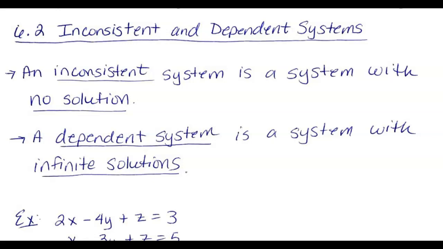In this video, we will cover section 6.2 on inconsistent and dependent systems. When we were solving systems of equations earlier, we ended up every single time getting an ordered pair or an ordered triple. In this section, we're going to look at what happens when there is either no solution or infinite solutions. An inconsistent system is a system that has no solution. A dependent system is a system with infinite solutions.